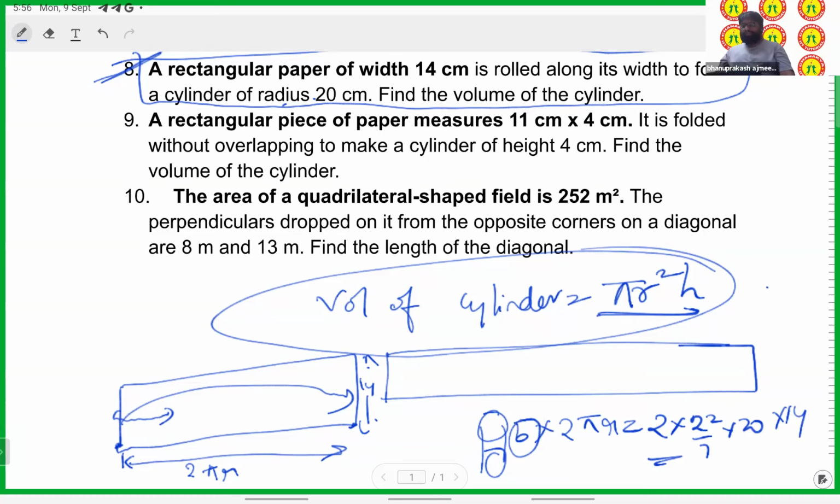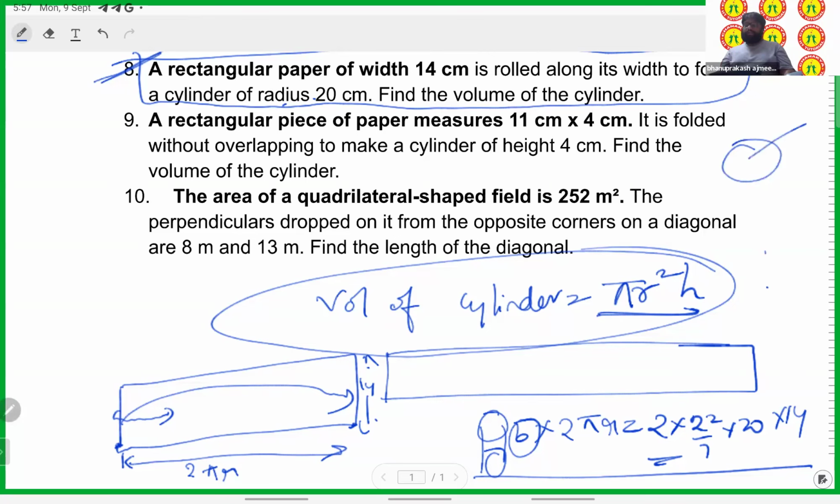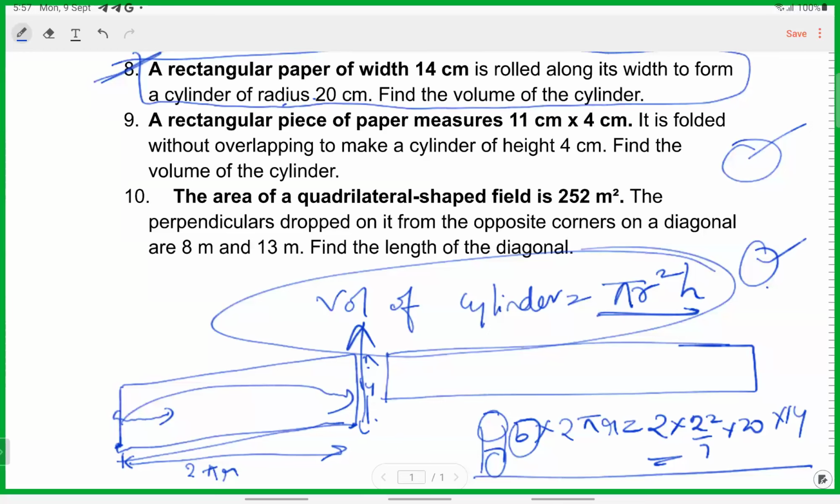Okay. But here, what exactly are you calculating? Is this not a curved surface area? No, sir. We are calculating volume. We are calculating the top and inside parts, right, sir? Yeah. You are eliminating the top one, no? You are eliminating this, you are eliminating this. You are considering 2 pi r into 14. What are you calculating exactly here? Is it a curved surface area? Yes, sir. Then how could it be the volume of the cylinder?